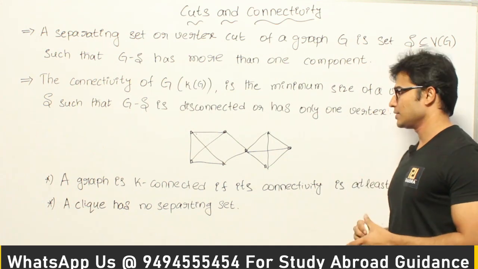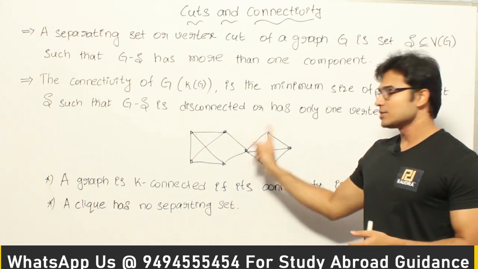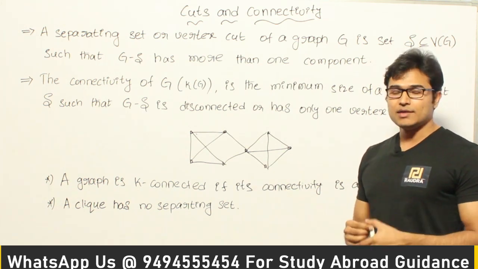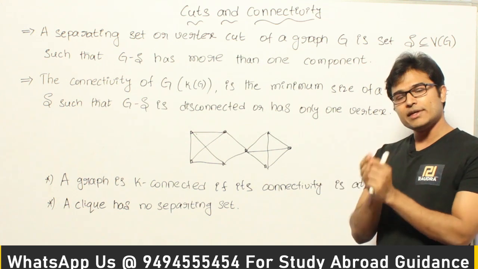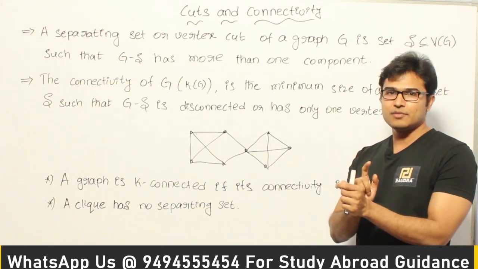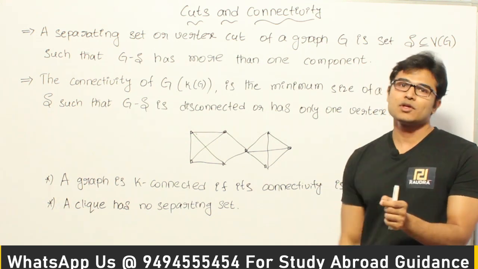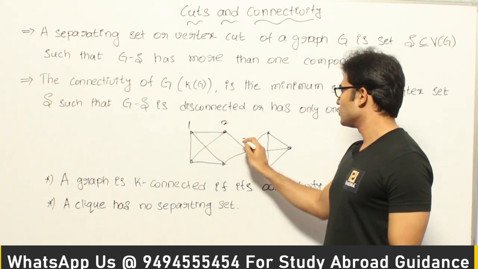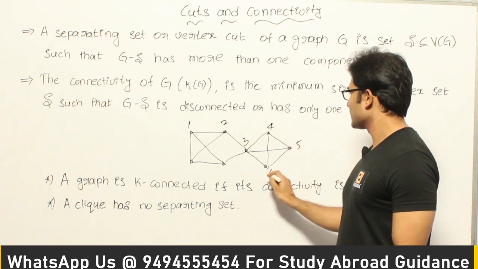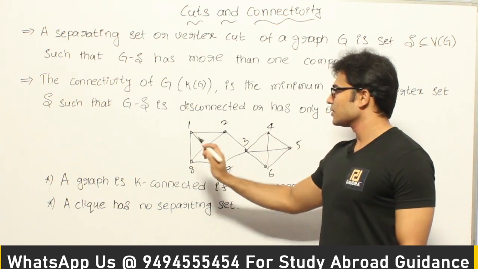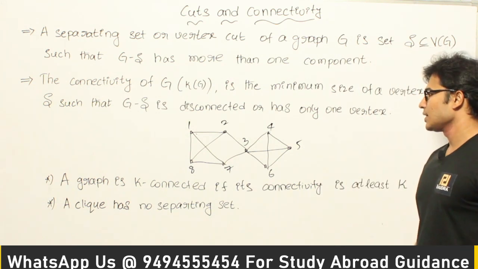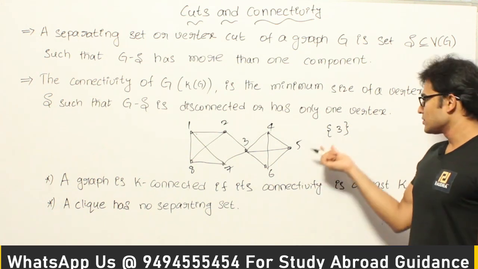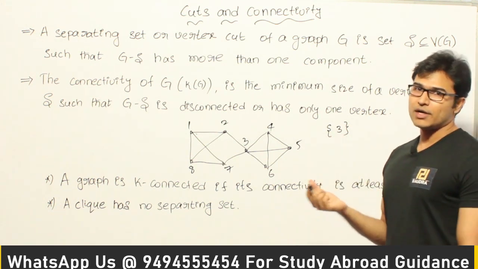What they mean by this is, let's say this is a graph. In this graph you try to choose a few vertices, any vertices, in such a way that if you delete the vertices and the edges which are incident on them, the resulting graph should have more than one component. For example, let me name these vertices: 1, 2, 3, 4, 5, 6, 7, 8. Now there are 8 vertices. Now I will choose one vertex, 3. Now this vertex set will become a vertex cut.